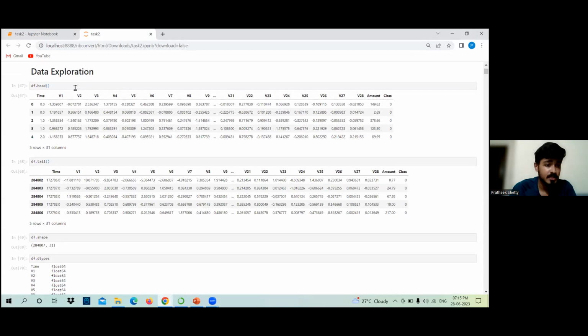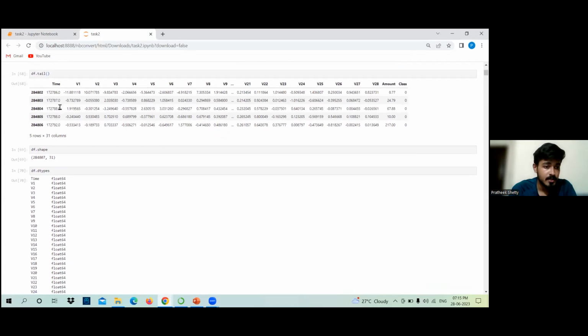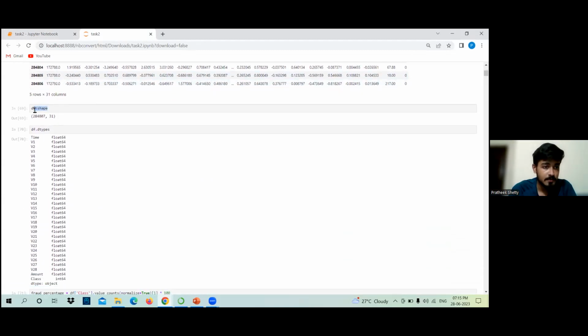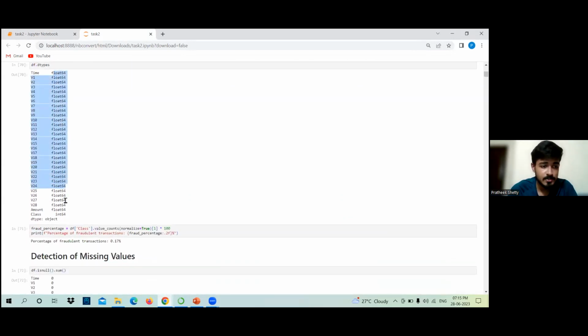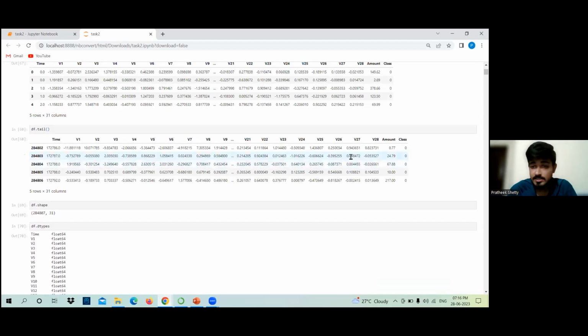This is the data exploration that I did. I found out the shape. It showed that there were 31 columns and 284,807 rows. The data types were all float except class. If this class feature was 0, it implied it was a valid transaction. If it is 1, it implied it is a fraud transaction.